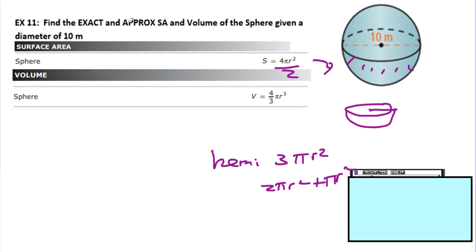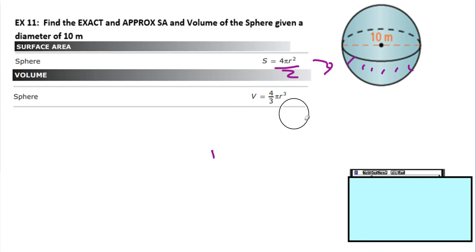That was just getting a little off topic, but I'll talk about that some more. I'll erase all this. And what we're asked to find is the surface area and volume of this sphere with radius of 5. So all we do is just plug in 5 right here and 5 right here.